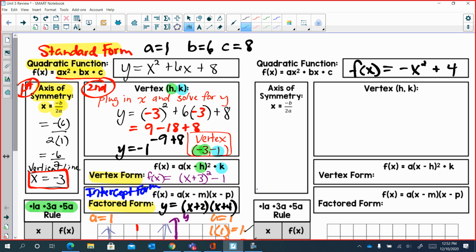Okay, let's do another one. Maybe this will help. From here, what do we have to find out of the equation? Yeah, the A, the B, the C. Okay, look at the equation. What would be our A? Yep, -1. Very good. What would be our B? 0.